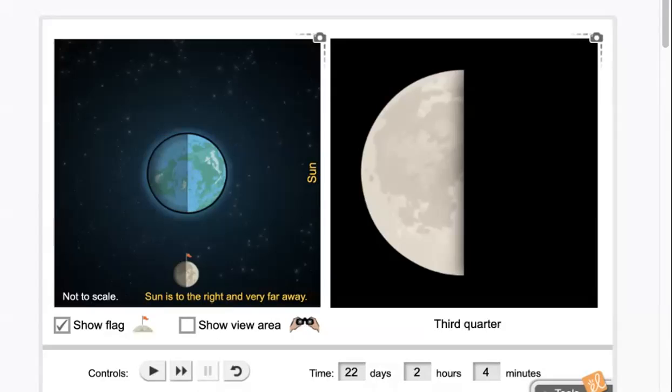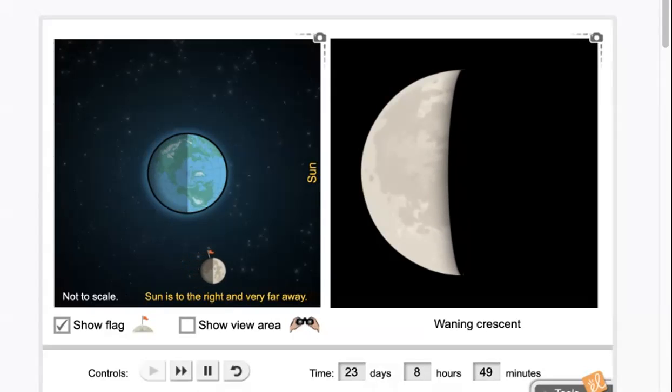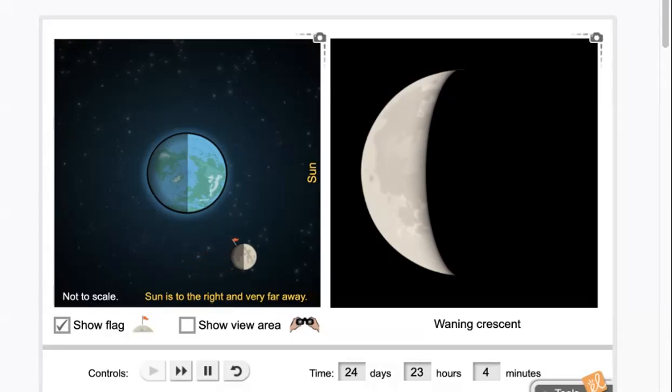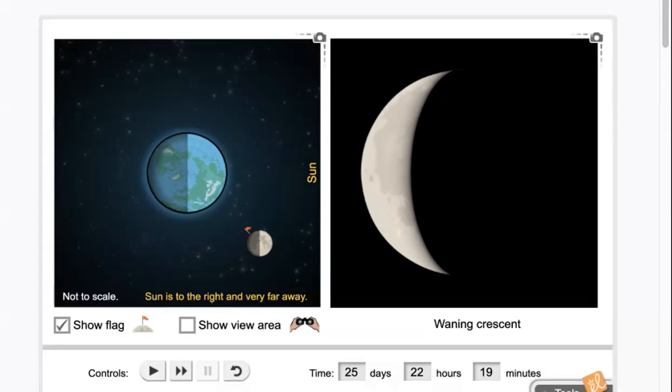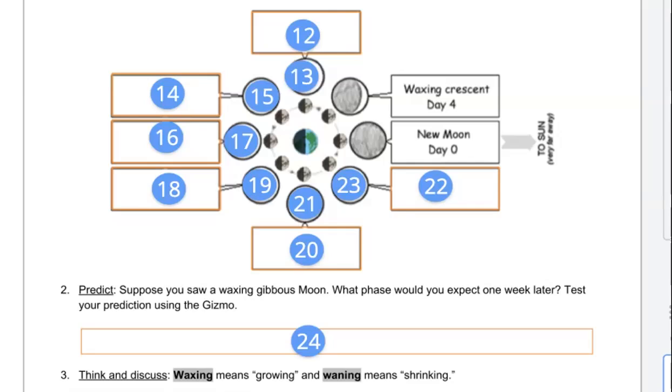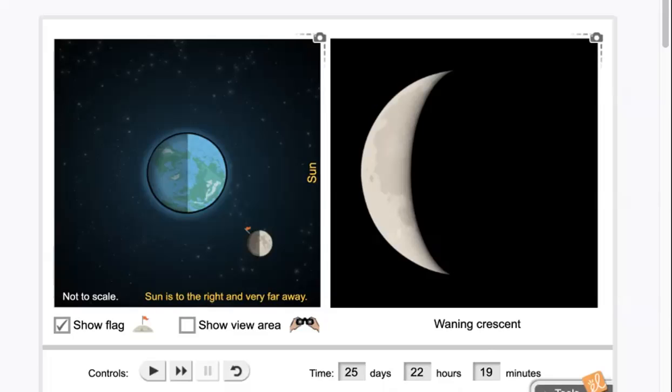All right, and this is the last phase. If you're not getting these, that's okay. I'm going to give you the rest of the class to finish up activity 4. So that's a pretty moon right there. Okay, so this is the final phase in our cycle. This is going to be numbers 22 and 23 for this one here.